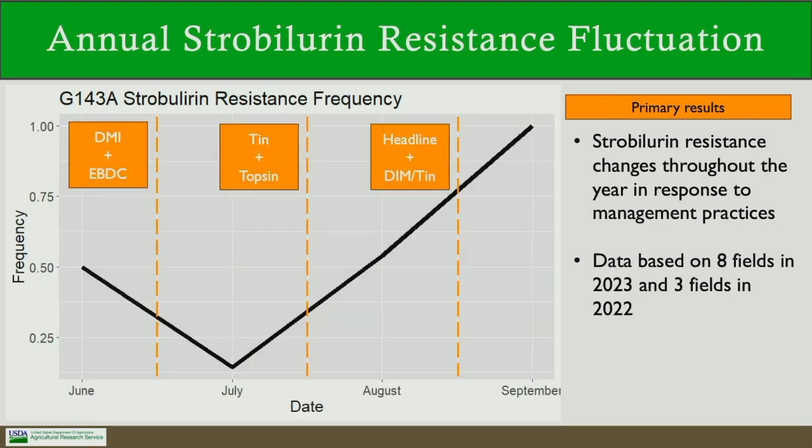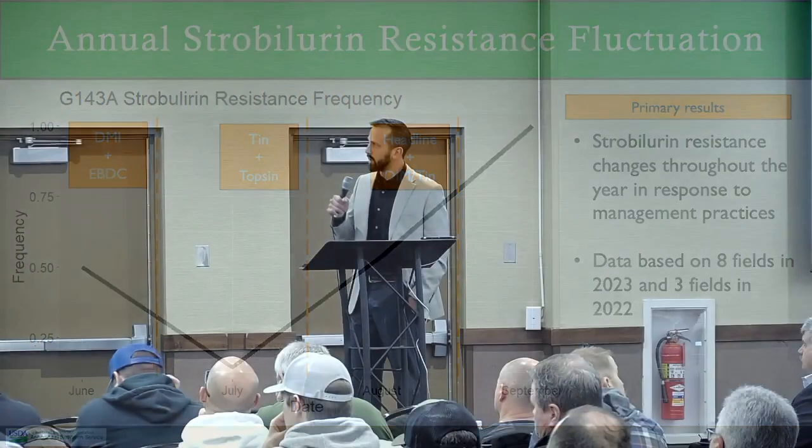Based on a pilot study and a backup study with American Crystal Sugar on fields that had fungicides applied in this order, and using strobilurin resistance as an example, in 2022 we saw this pattern of resistance, and then in 2023 we saw this across 8 fields as well, where our strobilurin resistance was approximately at a 50-50 ratio on average. When a DMI EBDC fungicide application was applied, the strobilurin resistance dropped quickly, and then it gradually rose as the year went on. Interestingly, the Tin Tops application didn't seem to affect strobilurin resistance.